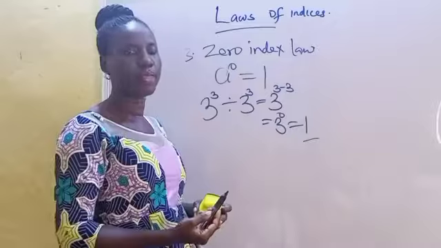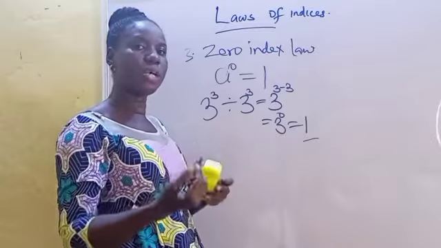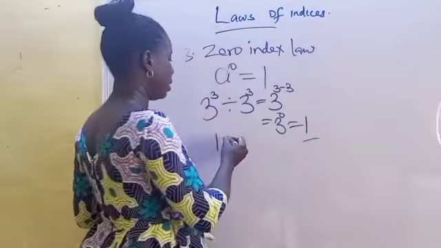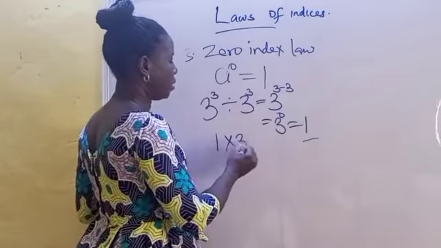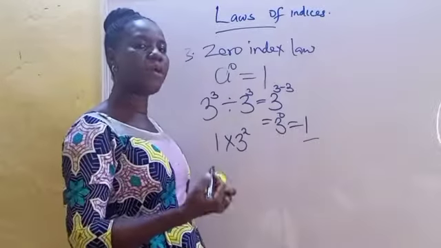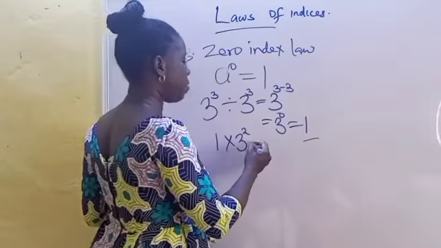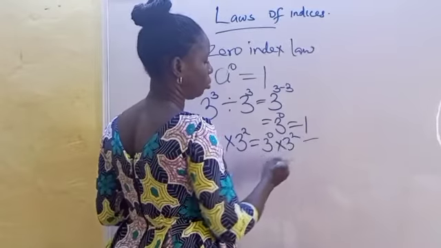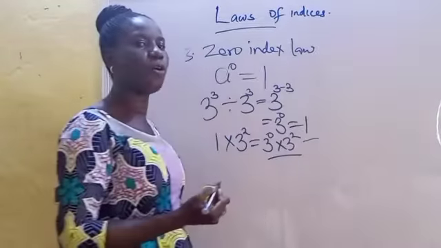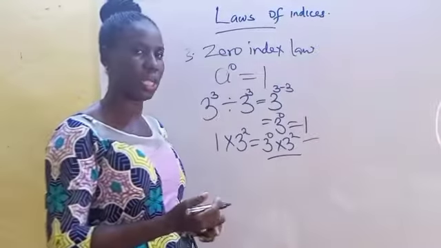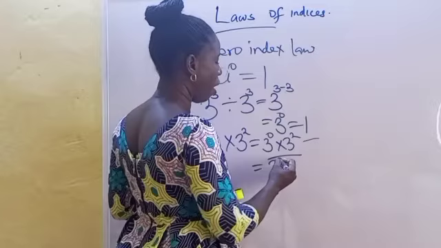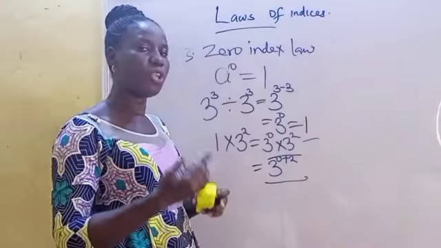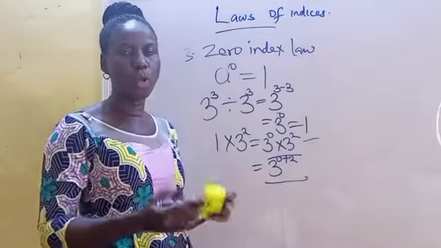So if I have to work with other notations, like if I write 1 times 3^2, if I'm going to write it in index notation, I can rewrite it as 3^0 times 3^2 and apply the first law of indices to solve this out, which will just give me 3^(0+2). So we know that any base or number raised to the power of 0 is 1.